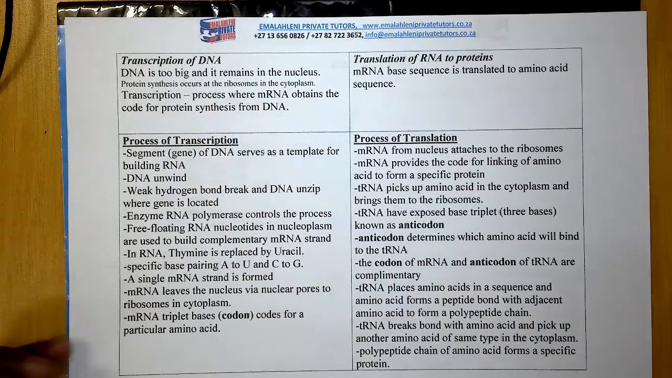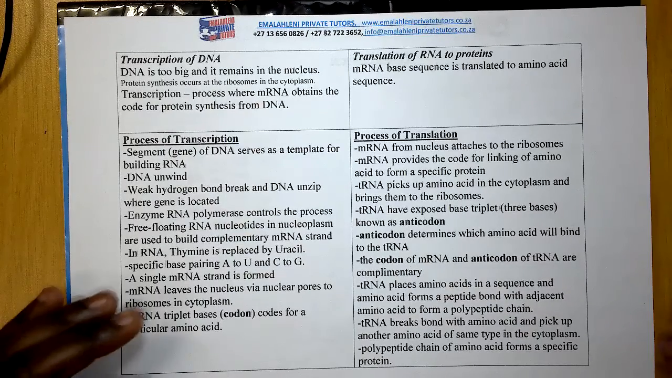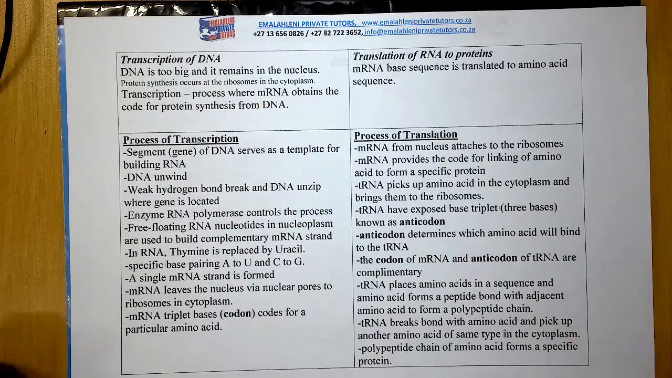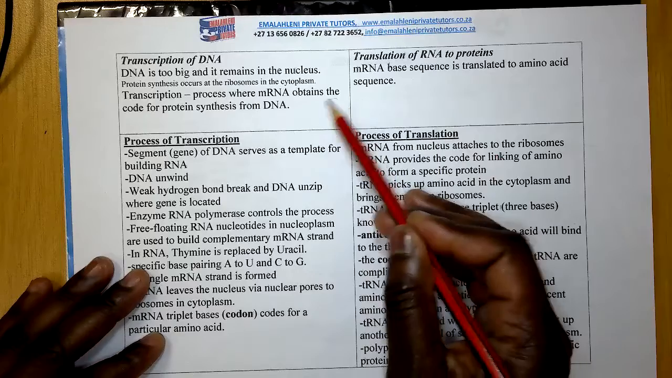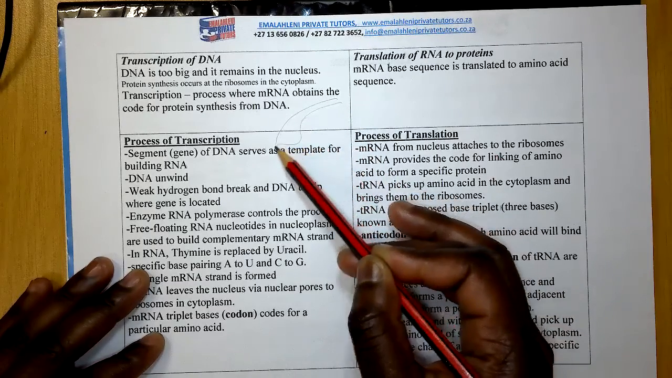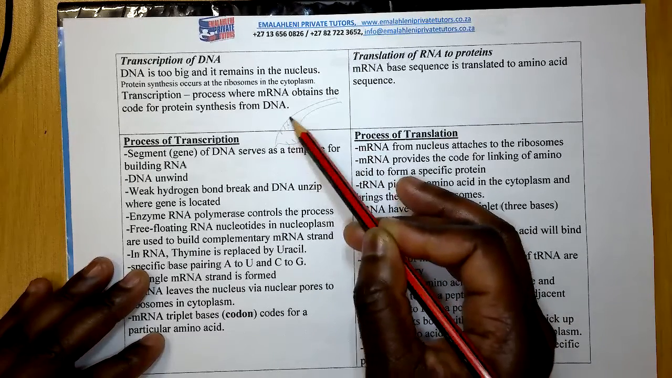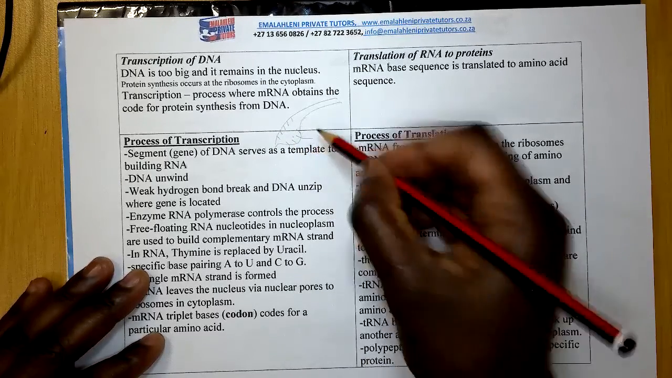Now, how does the process go? A segment of DNA serves as a template for building messenger RNA. DNA has to unwind, weak hydrogen bonds break, and DNA unzips where the gene is located. It has to unzip only where the gene is, because remember, your DNA is very long. Only one part is opened. This is the part that is opened and exposed. The bases are exposed here. When these bases are exposed, this is what is called the gene that we're talking about.